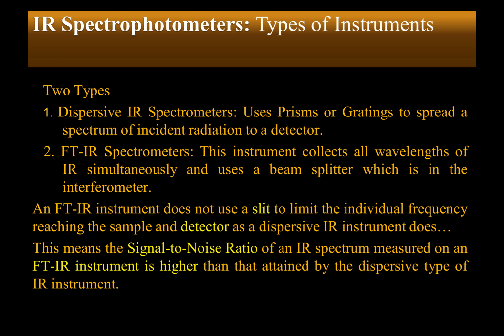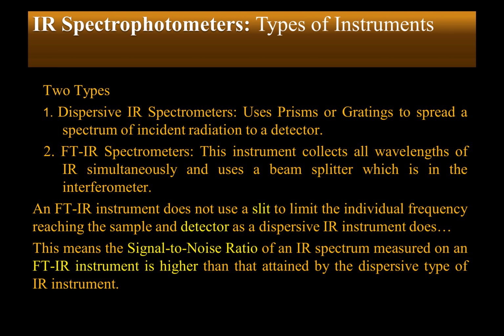First are the first and second generation dispersive IR spectrometers, using prisms or gratings to spread the spectrum of incident radiation to the detector. Well, the FT-IR spectrophotometer collects all wavelengths of IR simultaneously and uses a beam splitter, which is in the interferometer. So FTIR does not use any slit to limit the individual frequency reaching the sample and detector, while the dispersive uses narrow slits to select one after another type of frequency, and so they are slower.